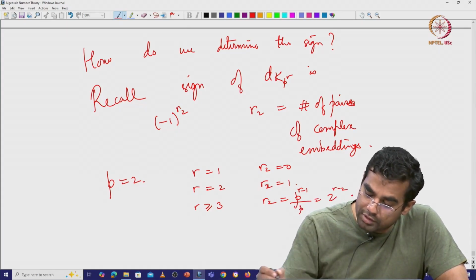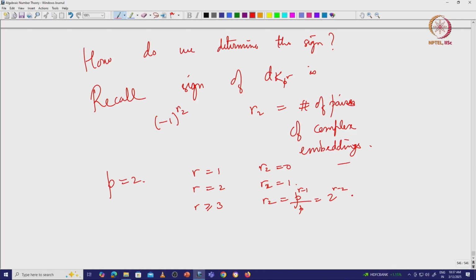And so what is the sign here? The sign here is plus, the sign here is minus, and then the signs here are all pluses, right. What about p bigger than 2? Whatever r is, r2 will always be p to the r minus 1 into p minus 1 by 2, right. And this is odd if and only if p is congruent to 3 mod 4. Right. So, we have determined the sign as well.